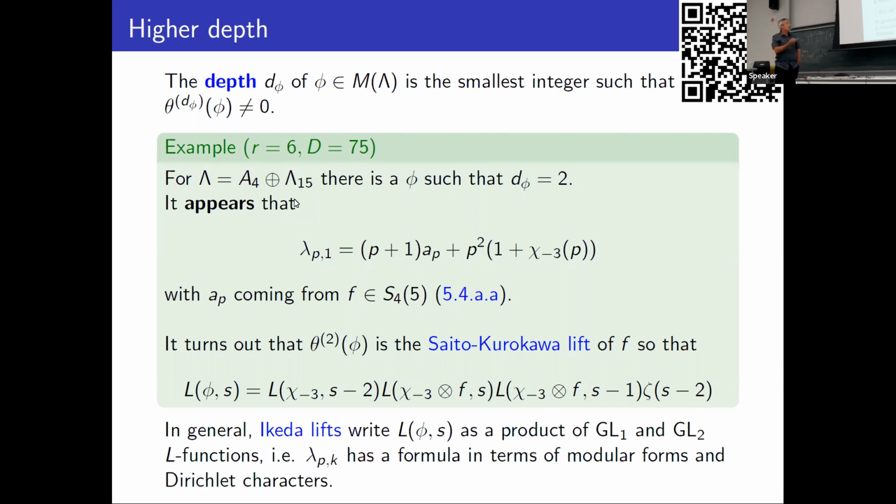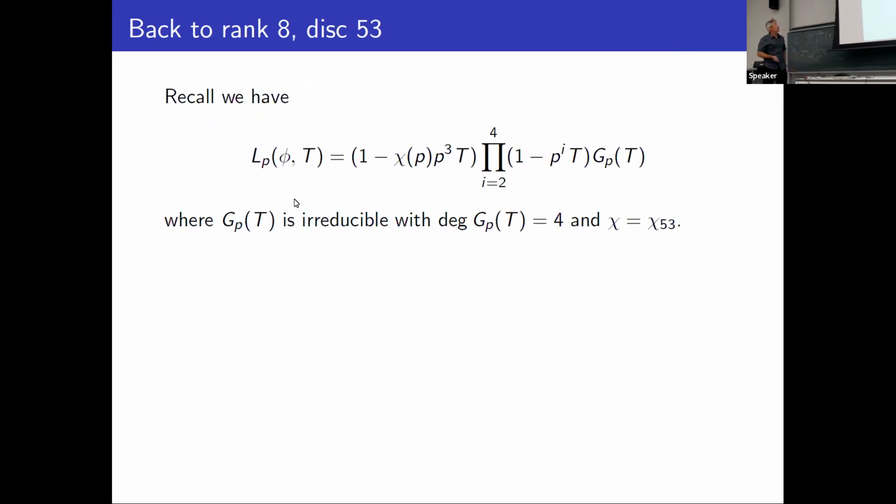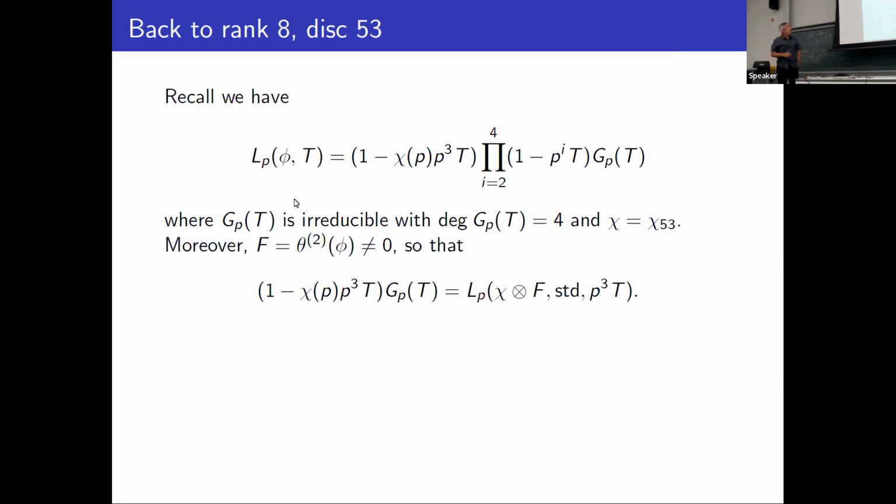But more generally, this is a special case of something called Aikido lifts, which represent the L function as a product of GL1 and GL2. But as we've learned, when we go higher, this is not always the case. And we're back to the rank 8 discriminant 53 case. So recall we had this degree 4 polynomial. And we compute and see that this is the depth 2 case.